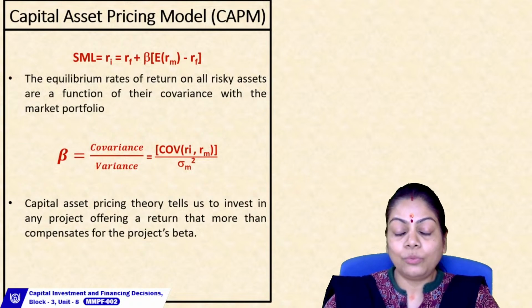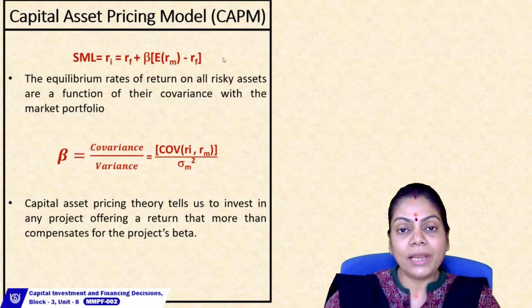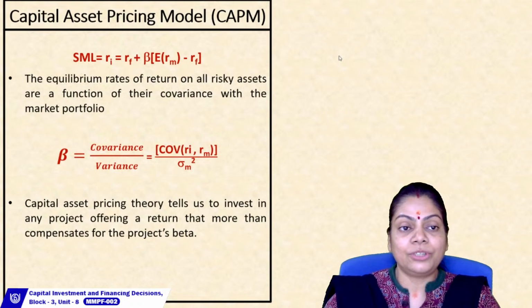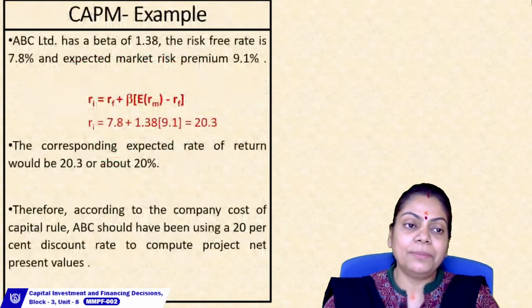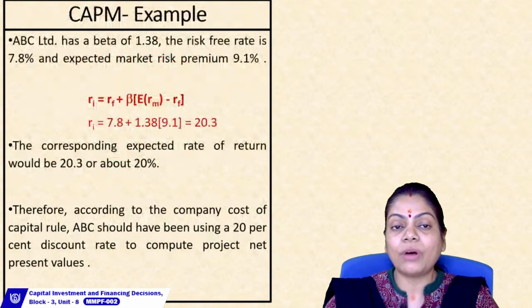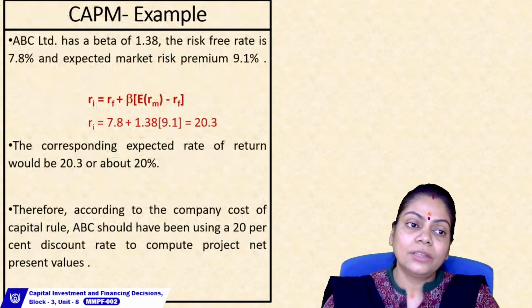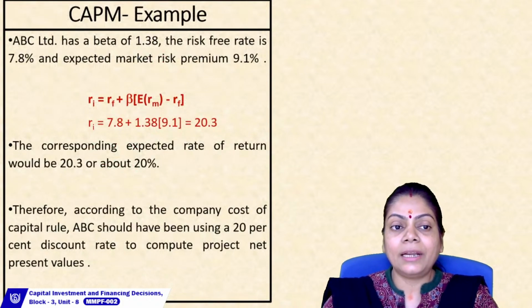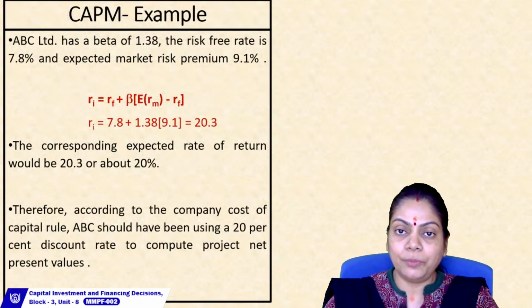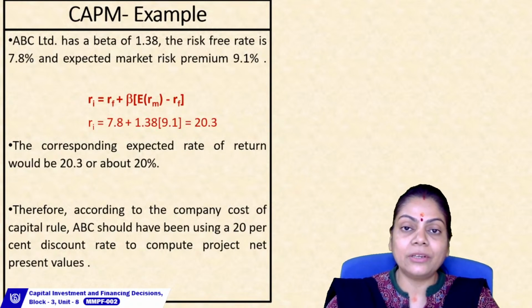Now, to work with beta, how will it look? Let us have a look. If you're talking about a hypothetical company called ABC Limited, which has a beta of 1.38, let us assume the risk-free rate of return is taken to be 7.8%, and the expected market risk premium, here I am talking about Rm minus Rf.